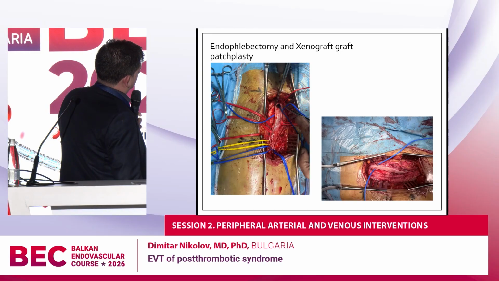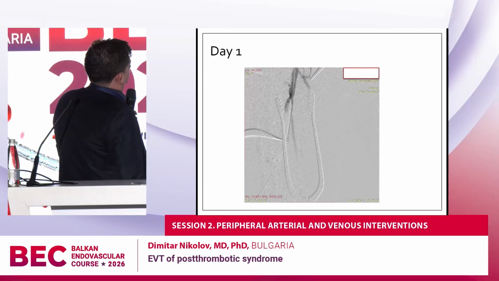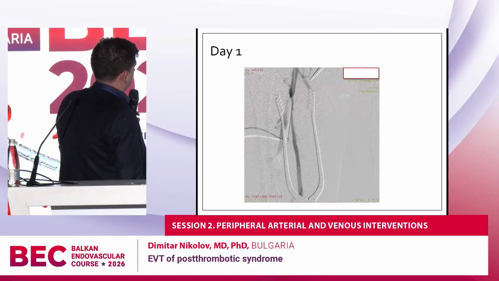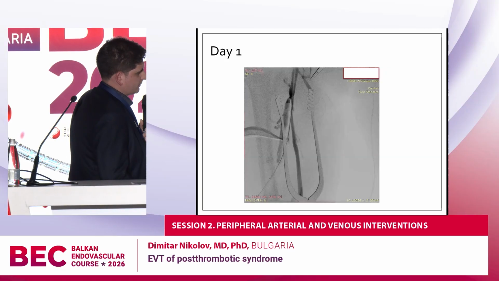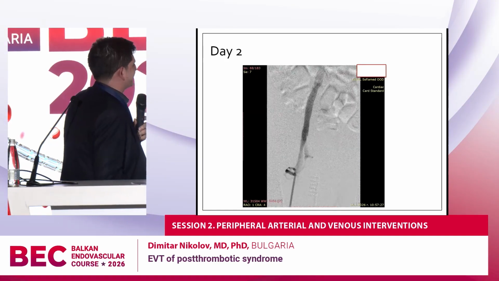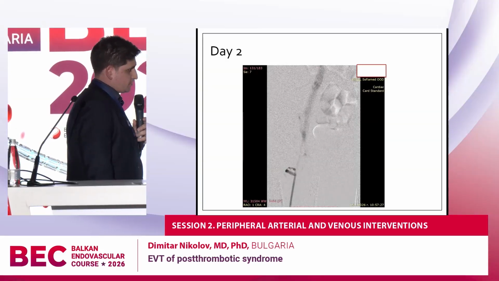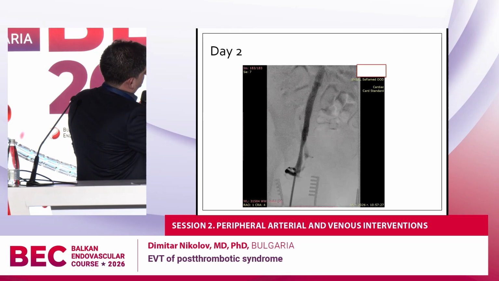After that, we did a xenograft patchplasty, and that was the final result. On the profunda, there is a vessel loop, it's not stenosis. On the second day, we had thrombosis of the whole thing. We opened again, and this was the part between the last stent and the patchplasty.